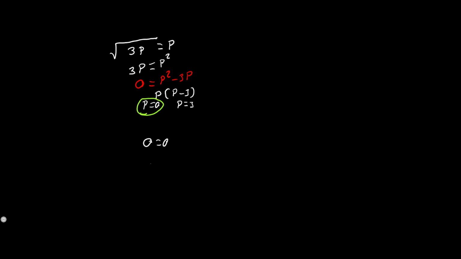So we have 3p, and p is 3, so we have the square root of 9. So 3 times 3 is 9, and the square root of 9 is in fact equal to 3. So we end up getting that 0 and 3 are the two solutions to our equation.